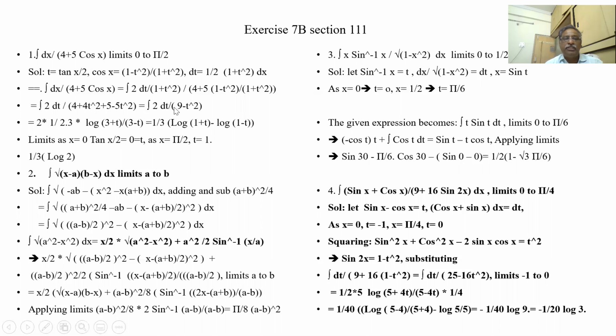So 2 into 1 by 2a into log of (a plus t) by (a minus t). What is a? A square is 3 square, so a is 3. So log of (3 plus t) by (3 minus t). What are the limits? As x is 0, tan x by 2 is 0, so t is 0. As x is pi by 2, tan x by 2 is tan pi by 4, that is 1. So when I use t is 1, 3 plus 1 is 4, 3 minus 1 is 2, log 2. For the lower limit, log 1 is 0. So 1 by 3 log 2 is my answer.